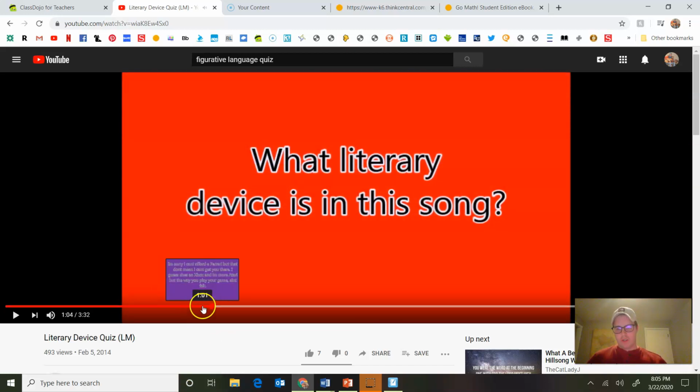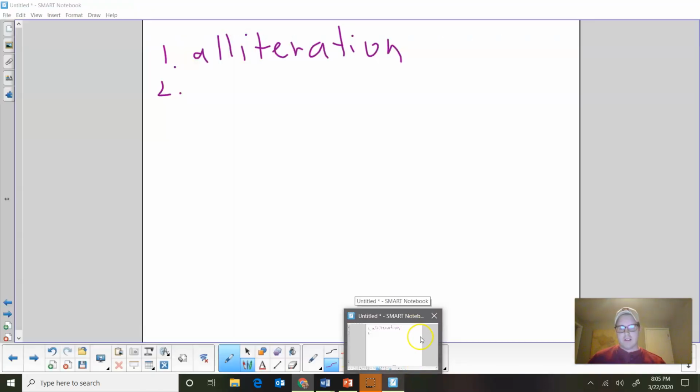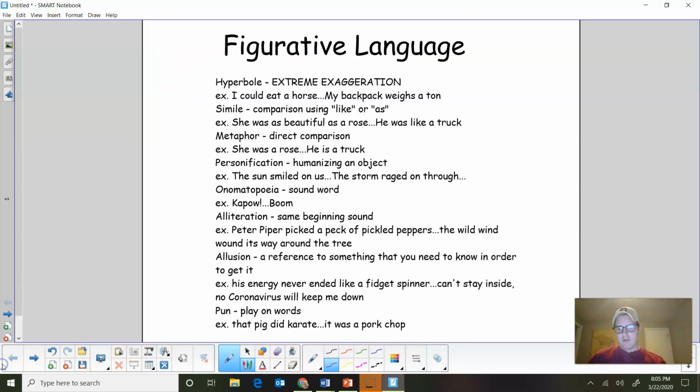Okay, so focus on Ferrari, Xbox, Atari. These are all references to popular games, or in Ferrari's case, a car. So, which figurative language tool has a reference to something that you need to know in order to understand?